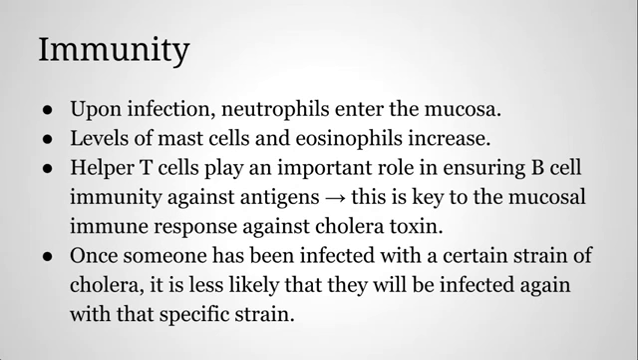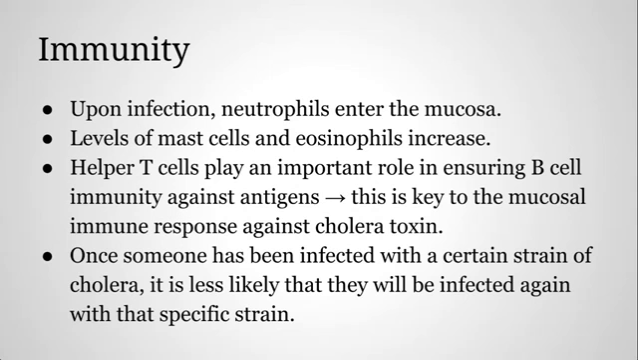So the ability of the small intestine's mucosal layer, which is where the neutrophils will enter, the ability of the small intestine to fight the infection is determined by B and T cells in the mucosal layer. Helper T cells play an important role in ensuring that B cells can fight the antigens with their antibodies, and this is key to the mucosal immune response in the small intestine against the cholera toxin. And that's what causes diarrhea and vomiting. That's what causes the symptoms of cholera.